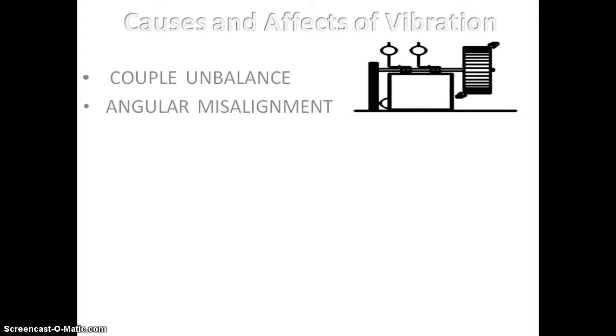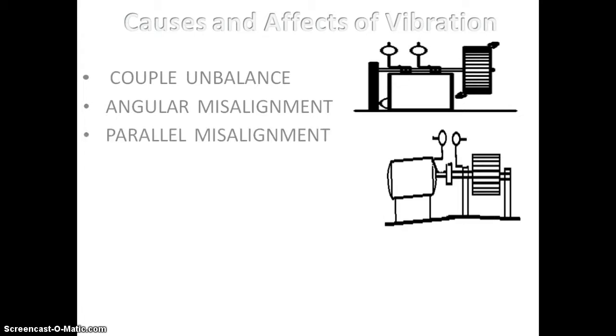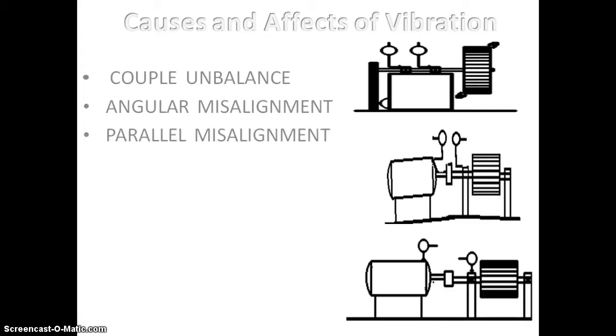Couple imbalance, angular misalignment, parallel misalignment, and a bent shaft are some of the causes of vibration, and all of these causes will affect the bearing or the shaft of the equipment, and will decrease the operational life of the equipment, which leads to spending money on replacing the bearing or the whole equipment.